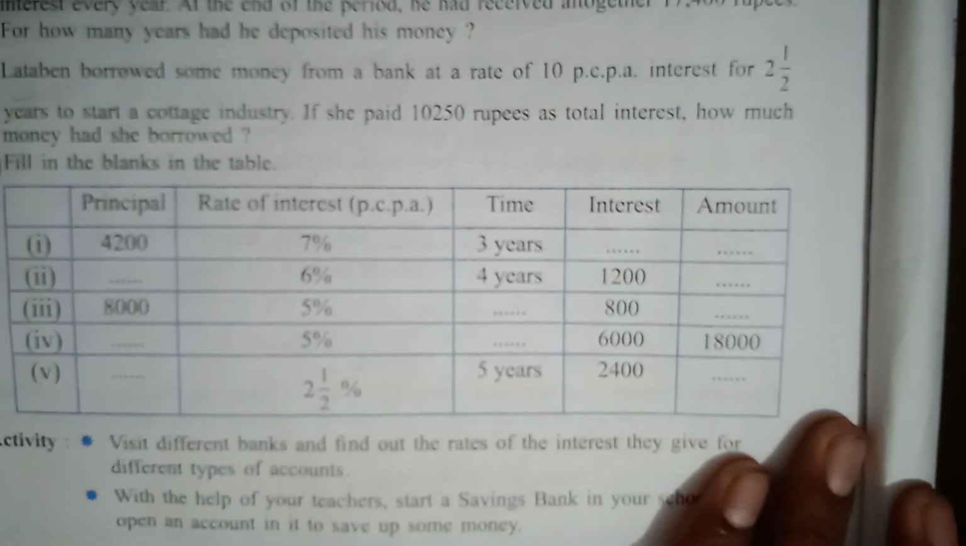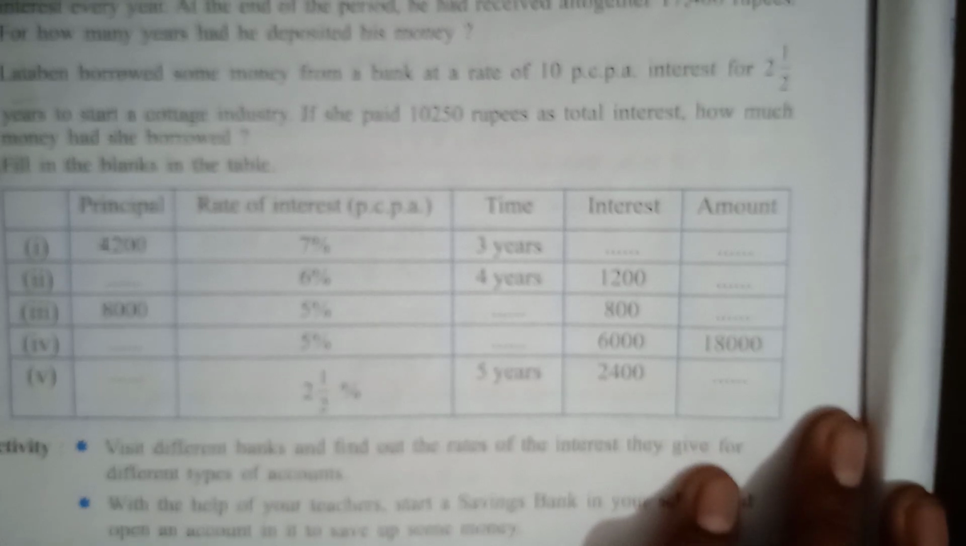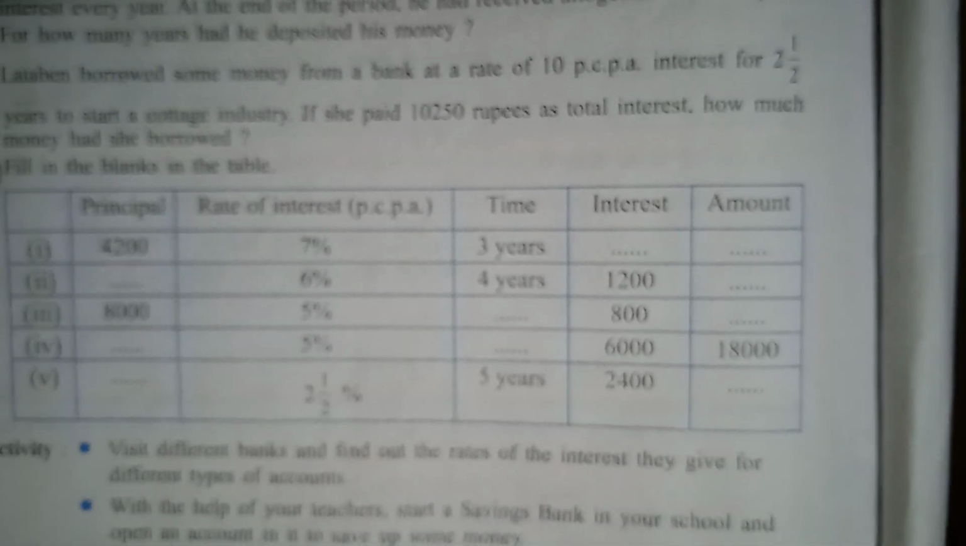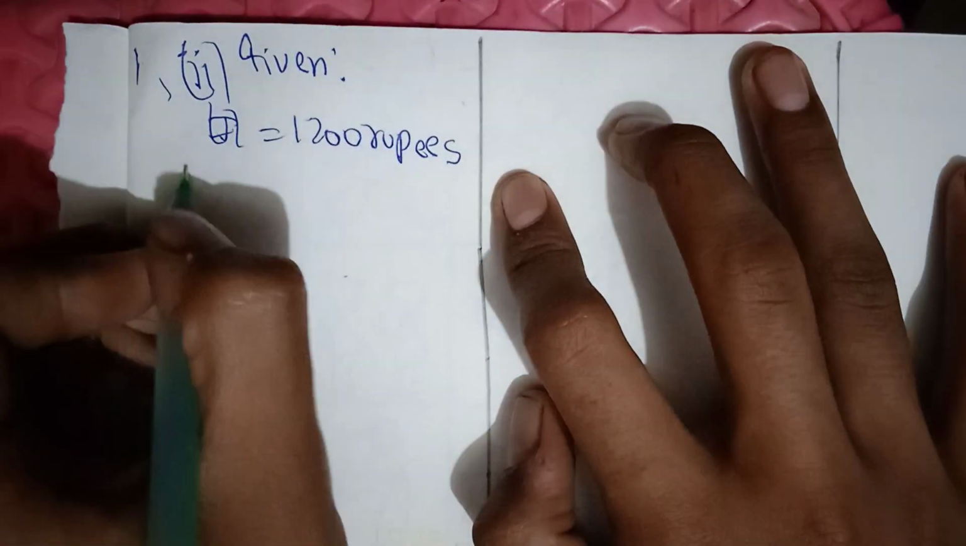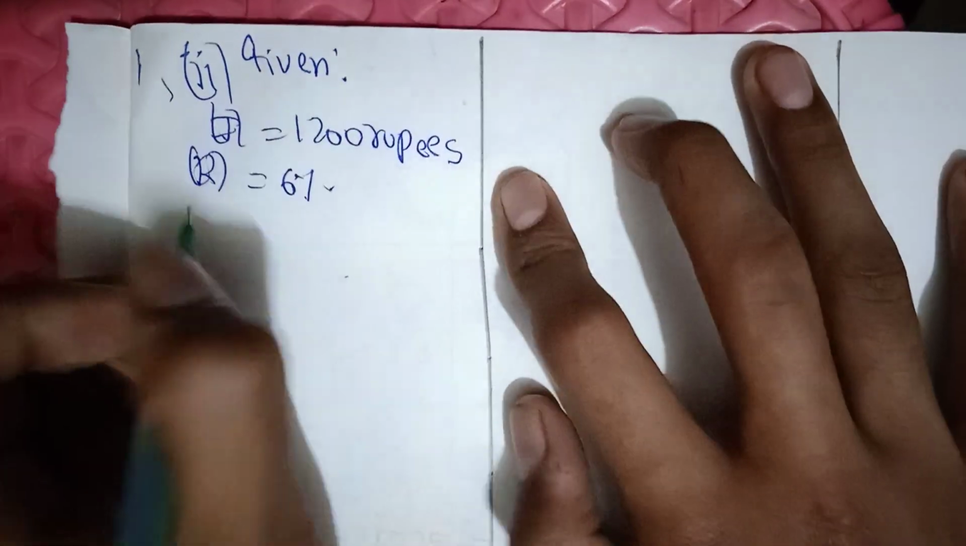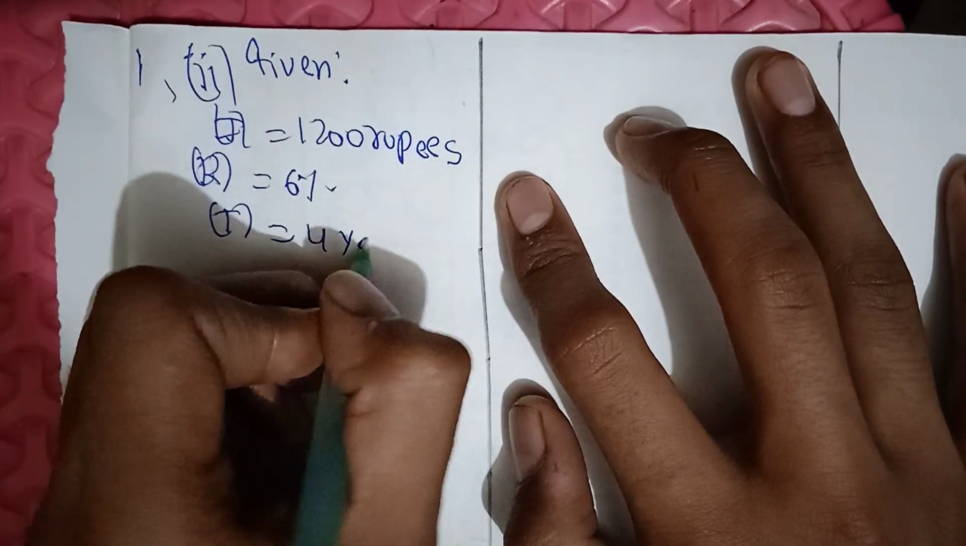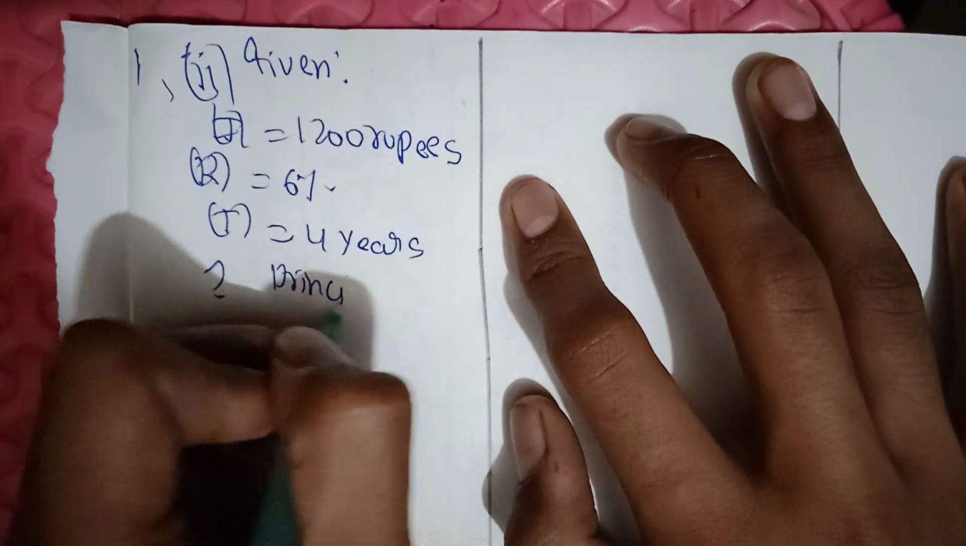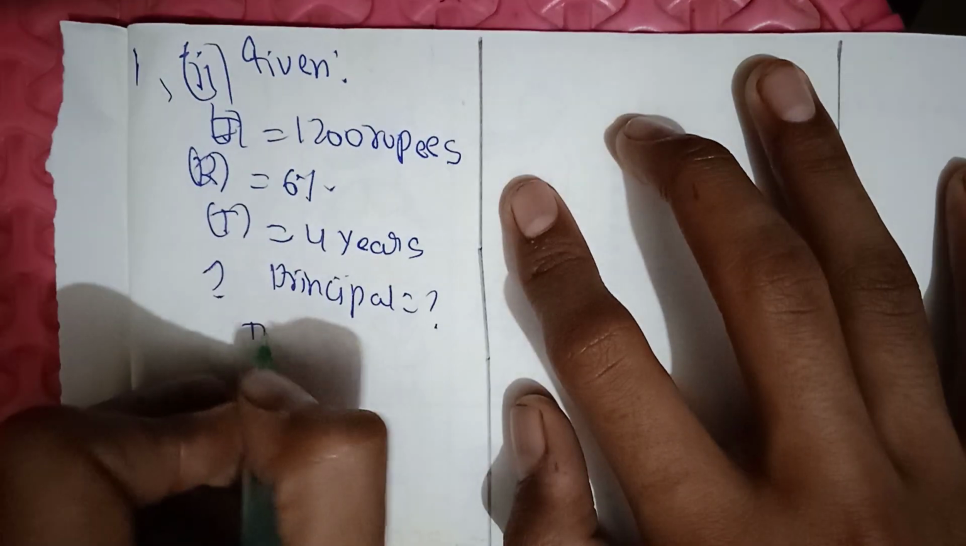In the second one, they have not given the principal. Rate of interest is 6%, time is 4 years, interest is 1200, and they have not given the amount. So in this example, we have to find the principal and the total amount. So let's find. Question 5, second example. First we will write what they have given. The total interest I is given as 1200 rupees. Then R is given 6%, T is given 4 years. What we have to find is the principal and total amount.